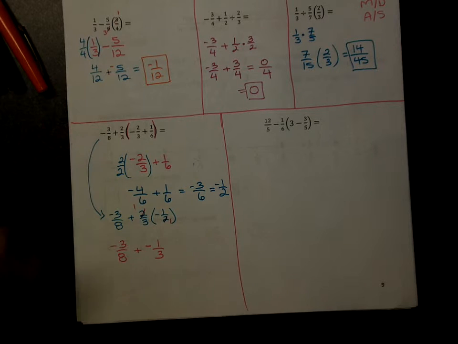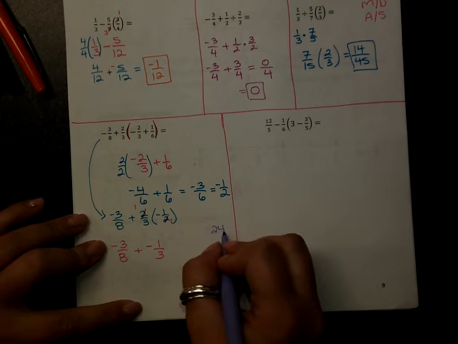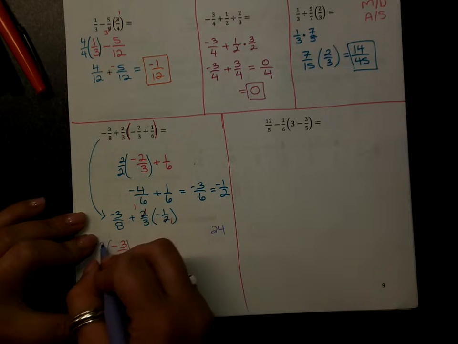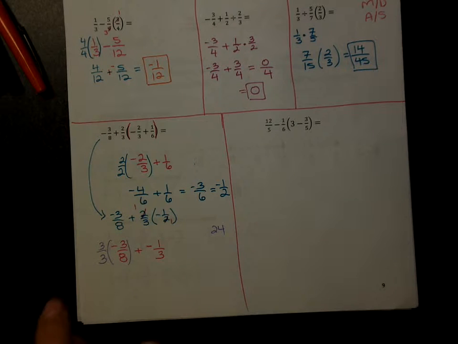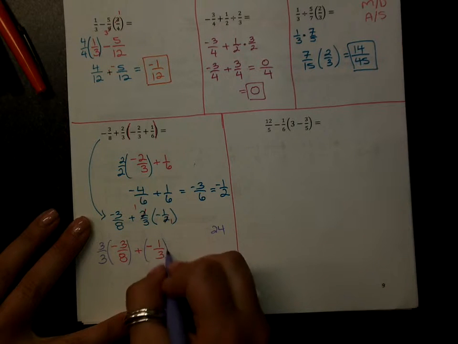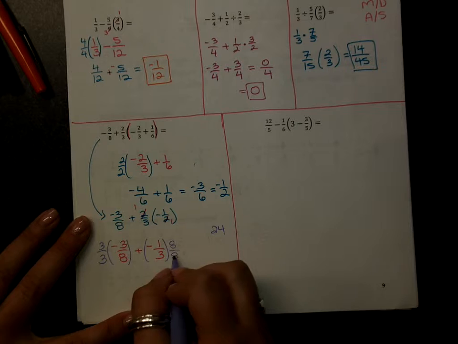So between 8 and 3, we need to think of a common denominator, which would be 24. So this one needs to multiply by 3 over 3. This one needs to multiply by 8 over 8.